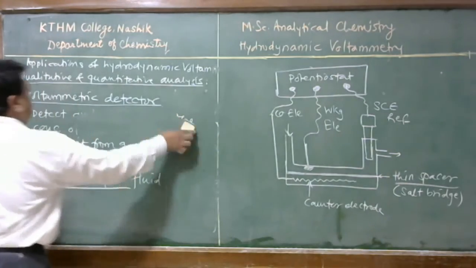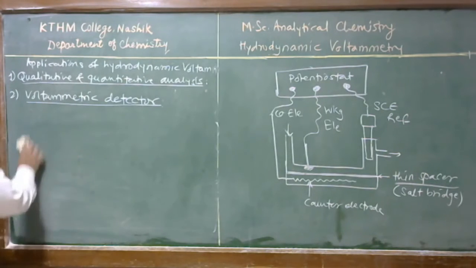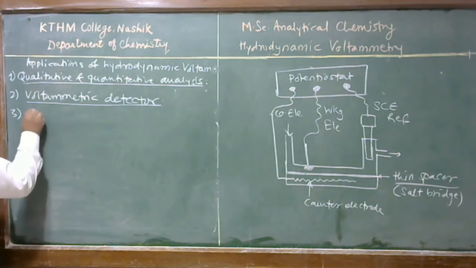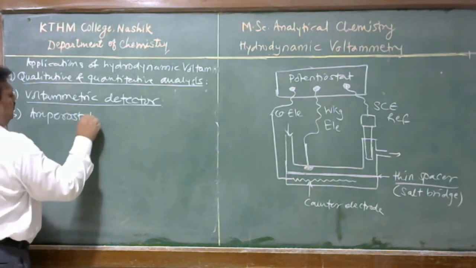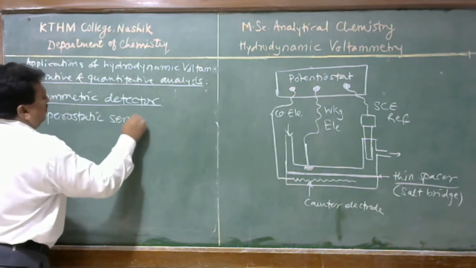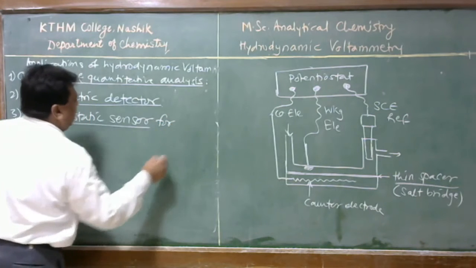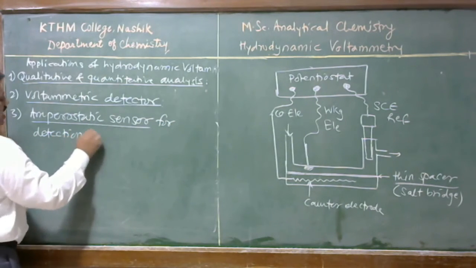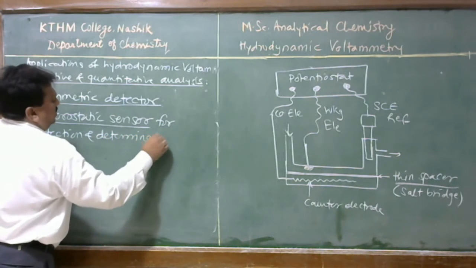Now, the second application is the voltammetric detector. Similarly, the third application is an amperostatic sensor, for detection and determination of oxygen.